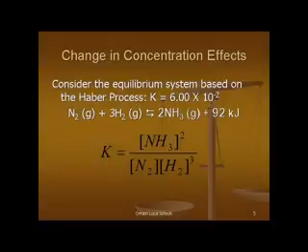Now, we write the equilibrium equation, or the representation of the equilibrium constant, which is K is equal to the concentration of NH3 squared divided by the concentration of N2 times the concentration of H2 cubed.